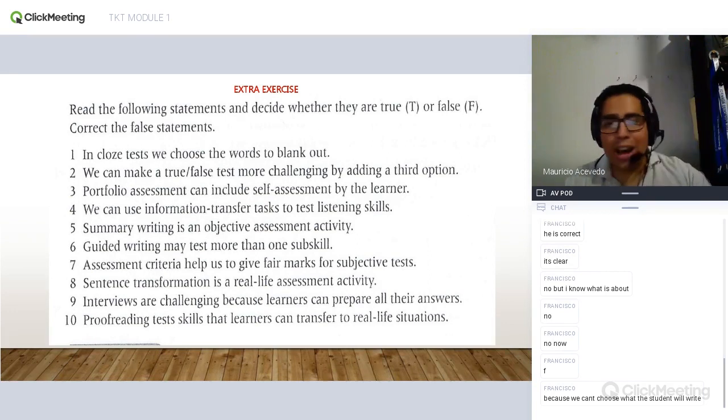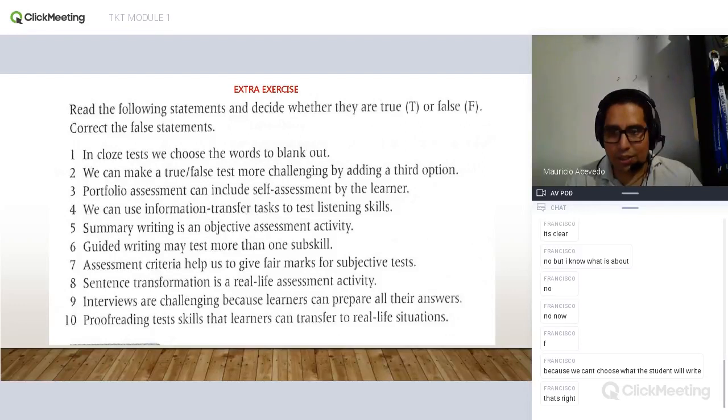Exactly. So they don't need to choose. They don't have options. So they have to choose or check with their own understanding, with their own knowledge, right? That's right. Okay, so correct, Francisco.